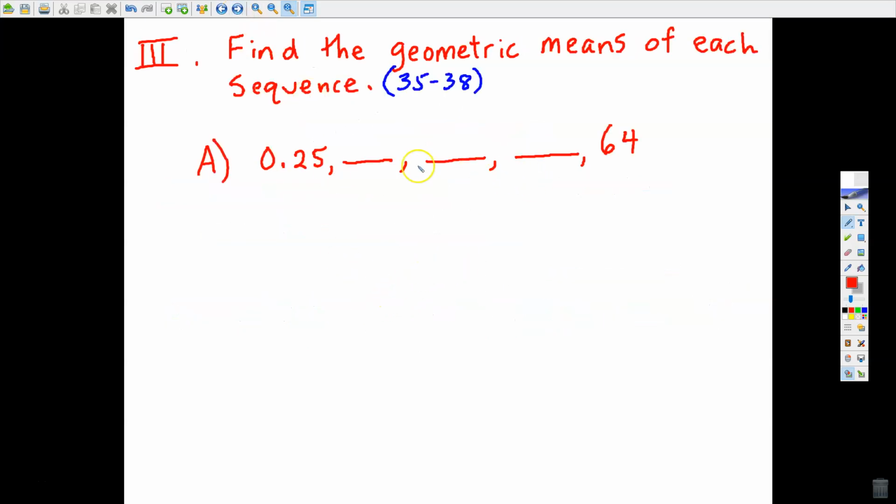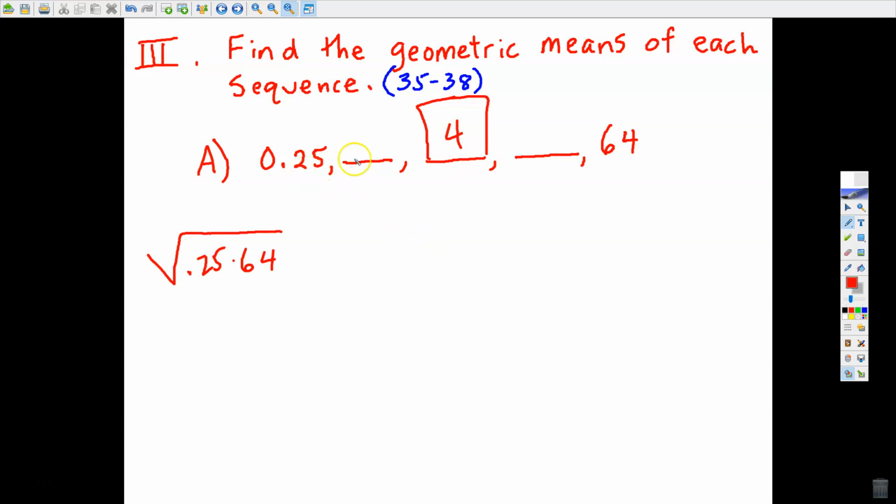Okay, sometimes there are 3 missing terms. So in cases like this, we're going to focus on finding the one in the middle first. So once again, that's going to be geometric mean. So just take the term on the extreme left, multiplied times the one on the right, and then do the square root of that. So go to our calculator, and that's 4.